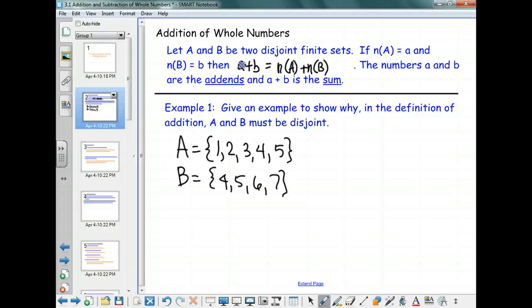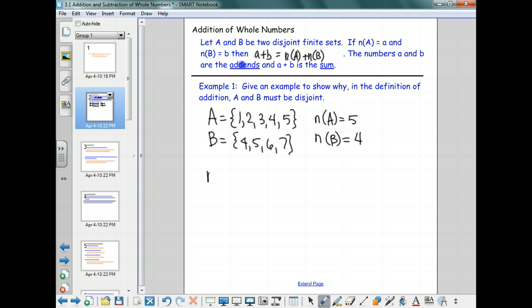All right, so how many items are there in set A? There are 5. And how many items are there in set B? There are 4. So if I were to add together the number of items in B and the number of items in A, how many would I get? There would be 9. Okay, so that's the definition that we've got above. If we were to simply add A and B together, this is what we would get. The problem is that this doesn't actually work.